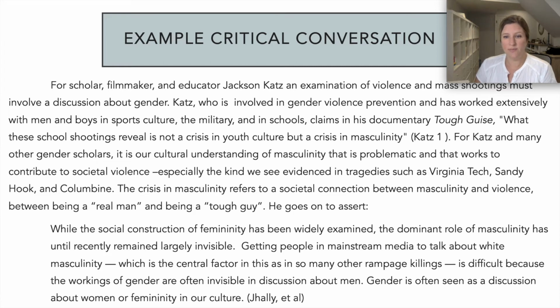Getting people in mainstream media to talk about white masculinity, which is the central factor in this, as in so many other rampage killings, is difficult because the workings of gender are often invisible in discussions about men. Gender is often seen as a discussion about women or femininity in our culture.